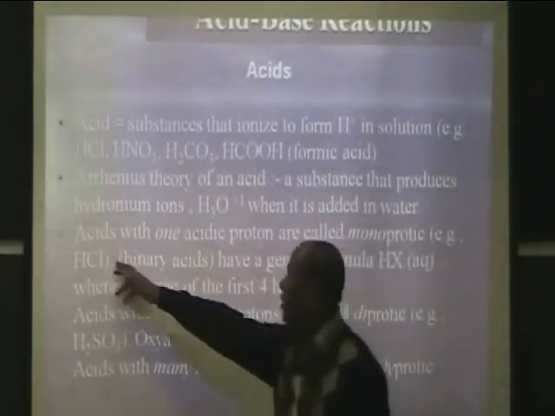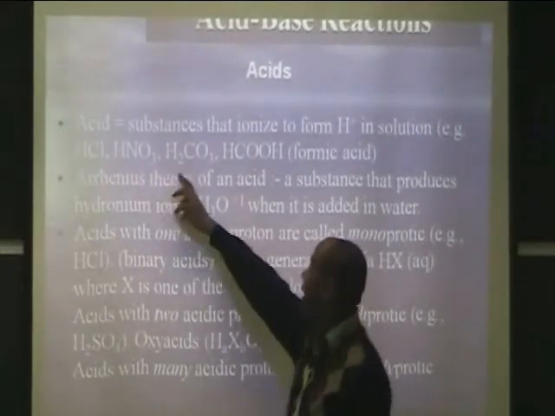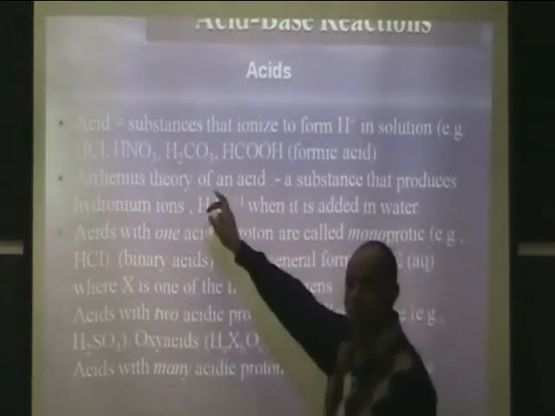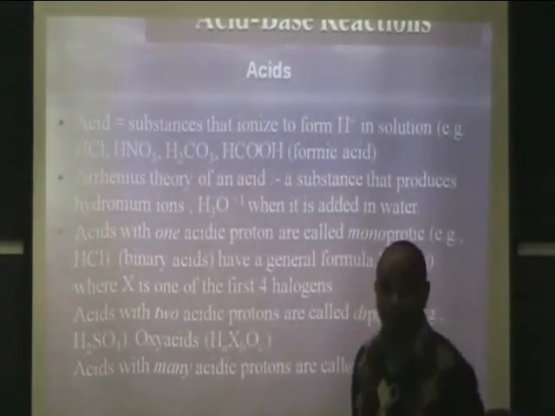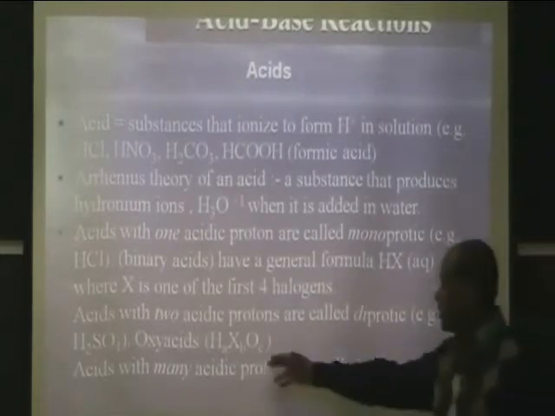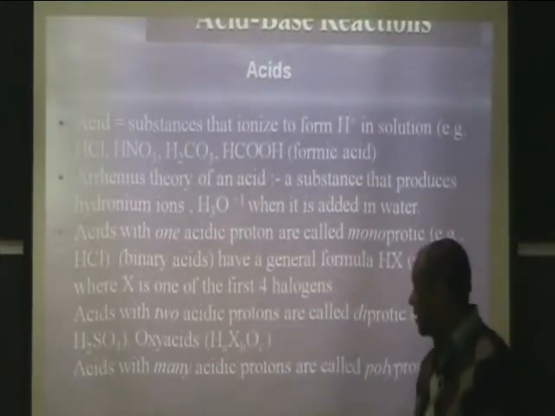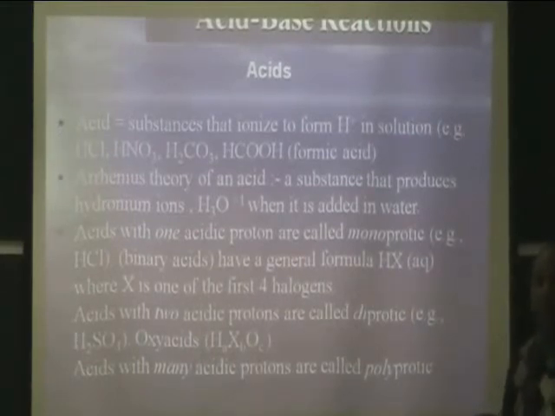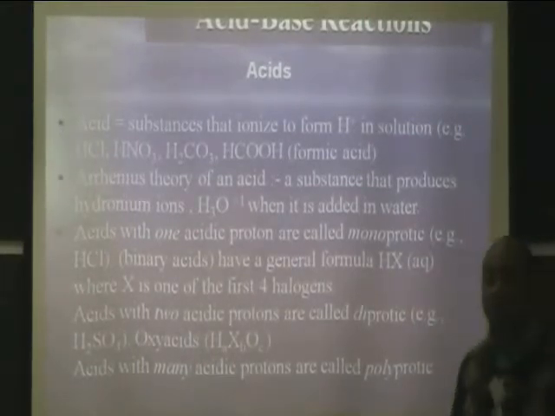Say, for example, hydrochloric acid, nitric acid. Carbonic acid is not a binary acid, it's a diprotic acid because it has two hydrogen ions in it. Formic acid is also in the group of monoprotic acids. We have sulfuric acid. We also have polyprotic acids. Poly means anything more than two.